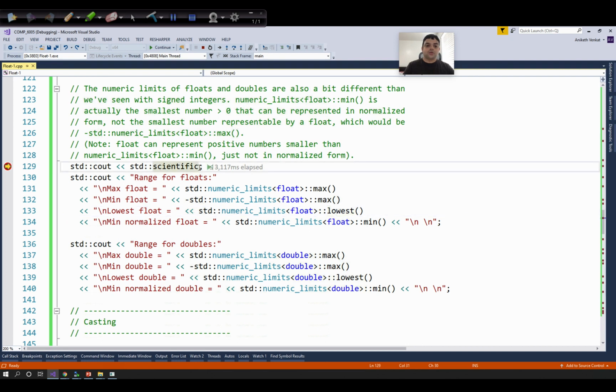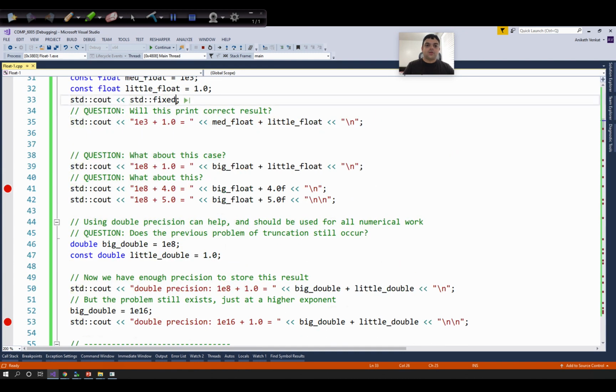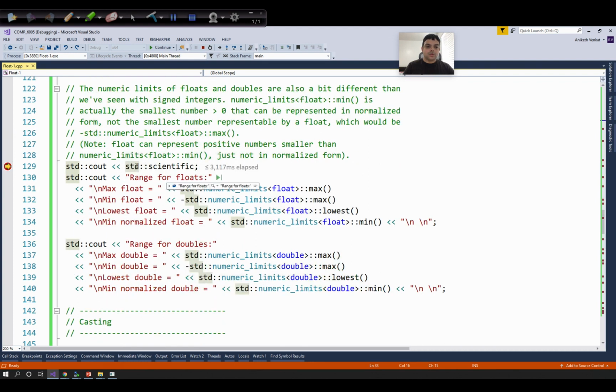Now notice I've changed the notation for printing. Previously it was std::fixed, which means we were printing all the decimal numbers in the fixed mode. Now we want to change it and print the decimal numbers in scientific representation. So when you do std::cout followed by std::scientific, the floating point numbers will be printed in scientific form. So let's look at what is the maximum float, minimum float, what is lowest float, and what is minimum normalized float. We will come back to what is the minimum normalized float at the end. For now, let's execute the code and let's look at the values.